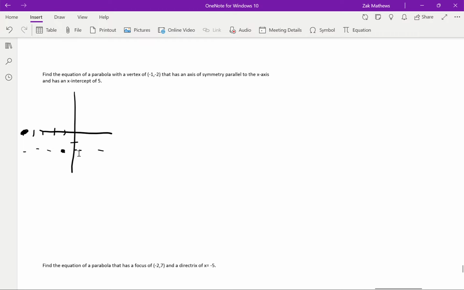Now that I know all these pieces of information together, I know that it has to open again to the left. So we're going to have another form, y minus k squared is equal to 4p(x minus h).